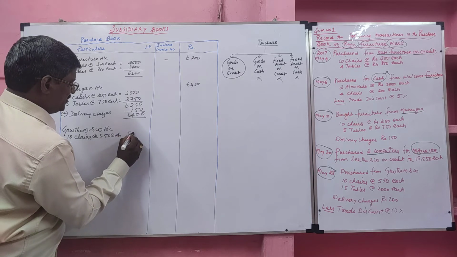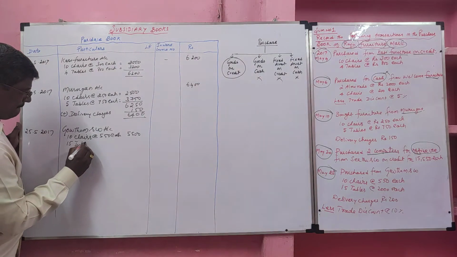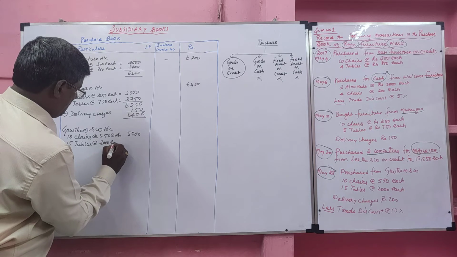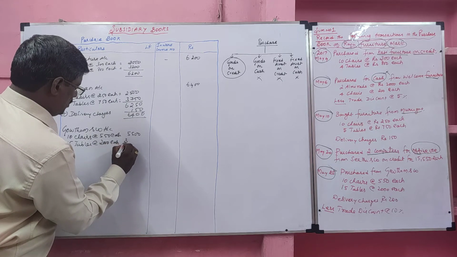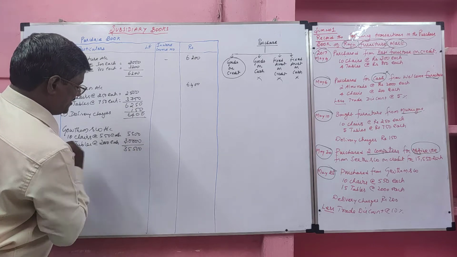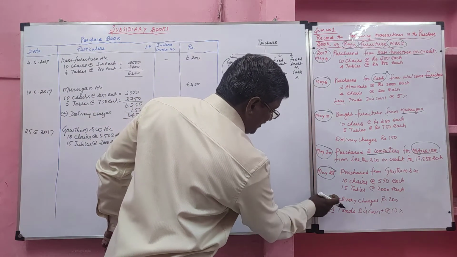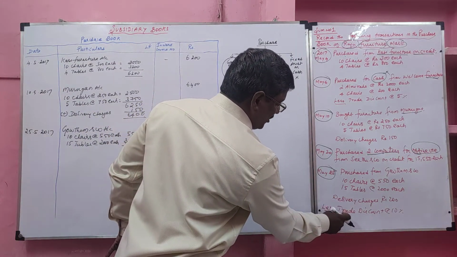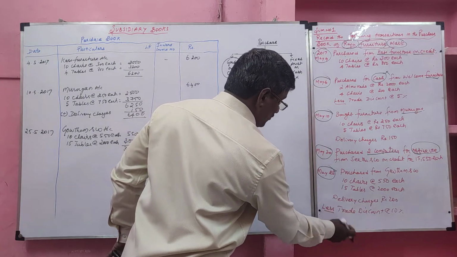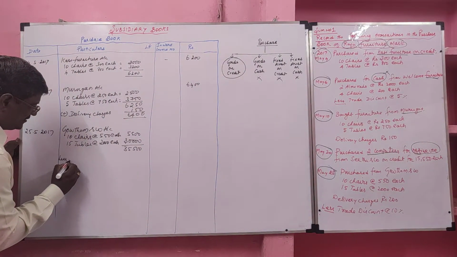So total purchased 5500. Then 15 tables at 2000 each. Total 30,000. If you add these two, total purchases 35,500. Then delivery charges. In this case, delivery charges and trade discount are also given. First we have to deduct trade discount, then we have to add delivery charges.